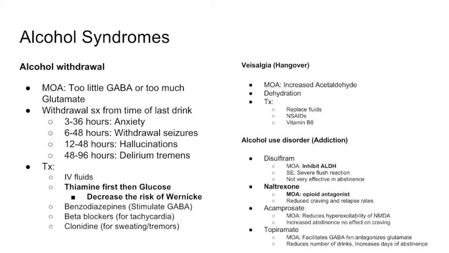So we talked about alcohol intoxication. Now we need to talk about alcohol withdrawal. So the problem with alcohol withdrawal is that we know that alcohol stimulates GABA, so it causes inhibition of the CNS. So alcohol withdrawal is the opposite of that, which is too little GABA. Or you can also get too much glutamate because alcohol or ethanol inhibits glutamate. So glutamate is an excitatory neurotransmitter. So in alcohol withdrawal, think of it as too much excitation.